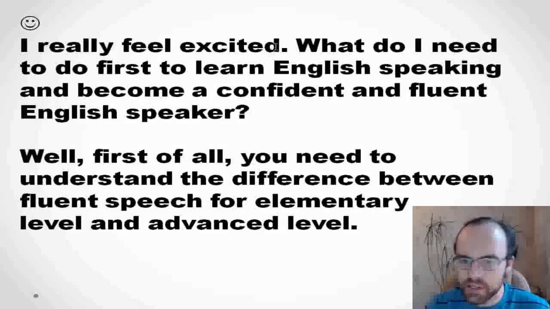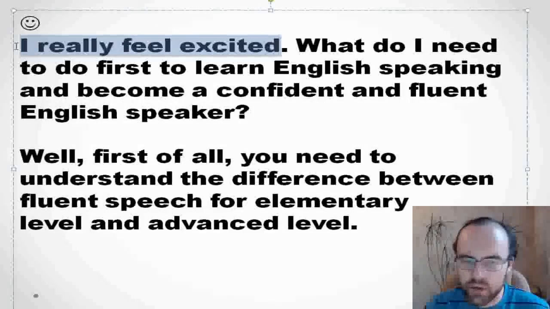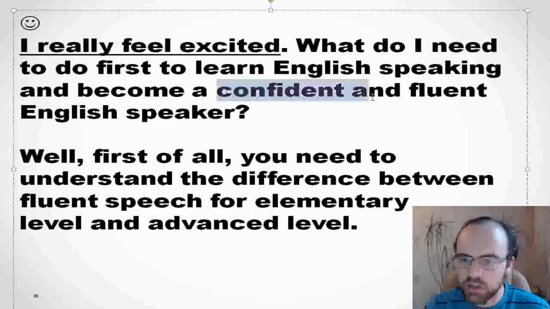So I really feel excited. You say I feel excited or I am excited, so you're full of enthusiasm, yeah? And you want to know more information, more details. What do I need to do first to learn English speaking and become a confident and fluent English speaker? So, what is a confident English speaker? It's when you speak without mistakes, your grammar is also very good, and you can speak English fast.